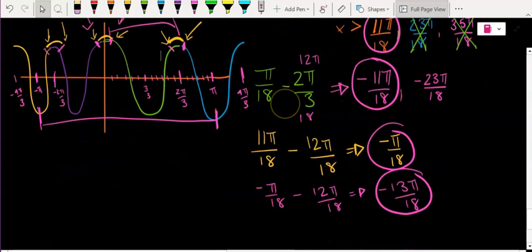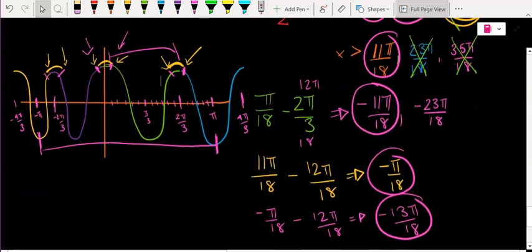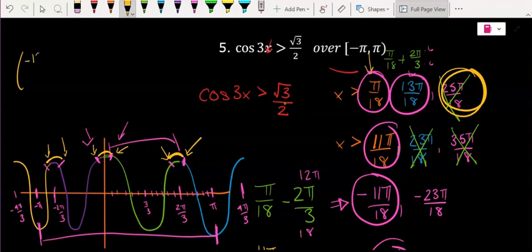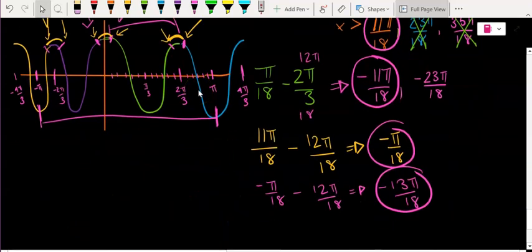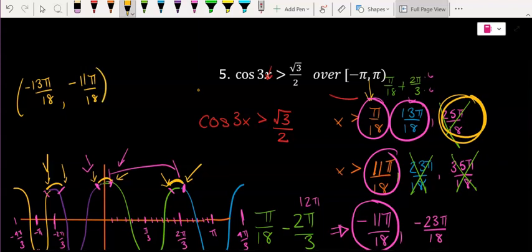So I'm going to start with my furthest left point, and that is going to be at negative 13 pi over 18. So I've got negative 13 pi over 18, comma, and that's going to be this first one right here. And then I'm going to go to its next one, which is going to be negative 11 pi over 18. It's not going to equal it because this is greater than, not greater than or equals to, union.